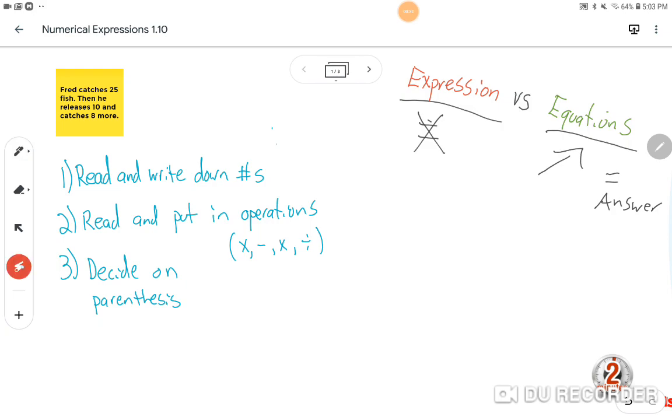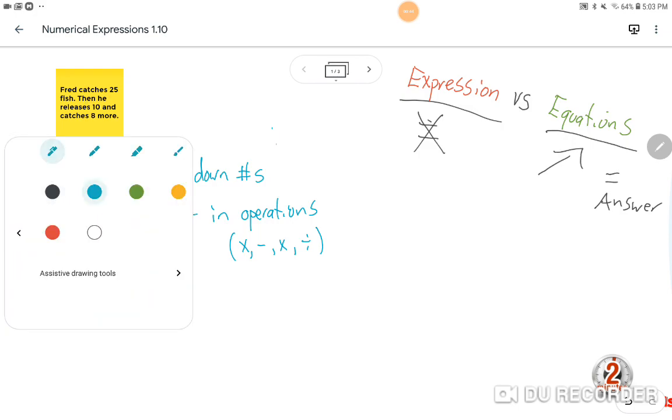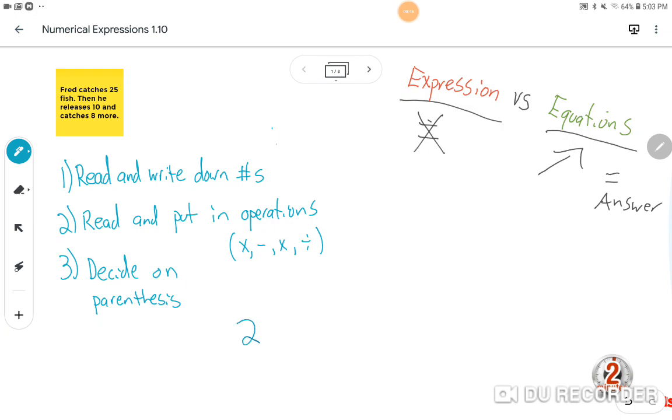So here are our steps. Let me show you. Our first step is read and write down the numbers. So here's our problem right here. Let's do that. Fred catches 25 fish. The first number I see is 25, so we write down that 25. Then he releases 10, so I put that there. I leave a space in between, and catches 8 more. So there's my 3 numbers.